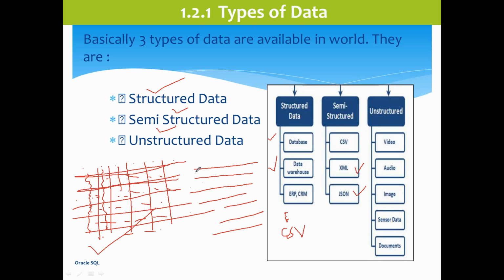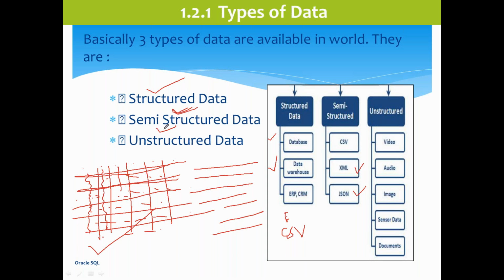Those types of information or data are called semi-structured data. Semi means partial, 50-50. Rows will be there with meaningful information, columns are not available with any meaningful information, 50-50. Then that is called semi-structured data.